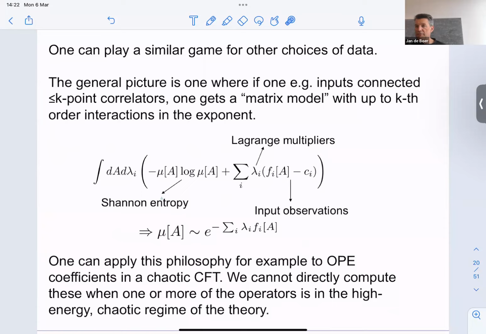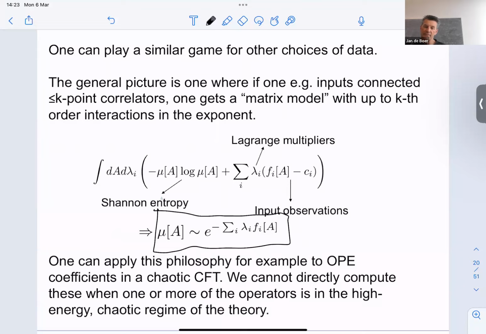And then the structure of the probability distribution, so this is maybe an important equation. The structure of the probability distribution is always e to the minus a linear combination of your input observables. So if you input things that are quadratic in your observables, you get a quadratic matrix model out. If you input things that are quartic in your observables, you get a fourth order matrix model like thing out, etc. That's the general structure of your statistical description.